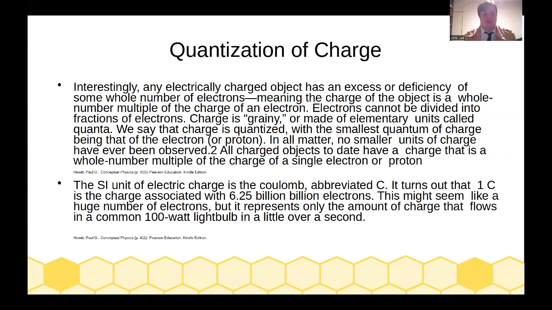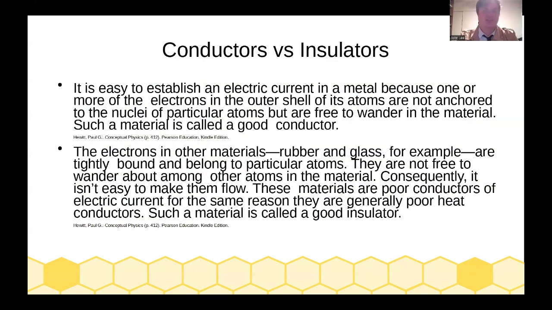It turns out that 1 coulomb is the charge associated with 6.25 billion billion electrons. This might seem like a huge number of electrons, but it represents only the amount of charge that flows in a common 100-watt light bulb in a little over a second. So how do we see this electric charge at a macroscopic or large scale?